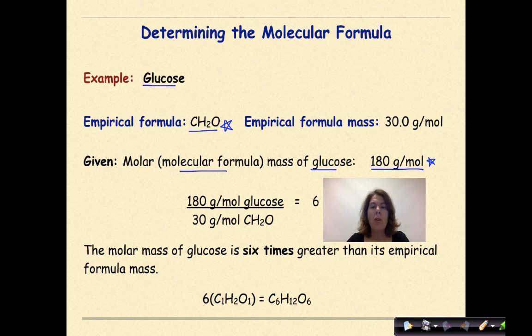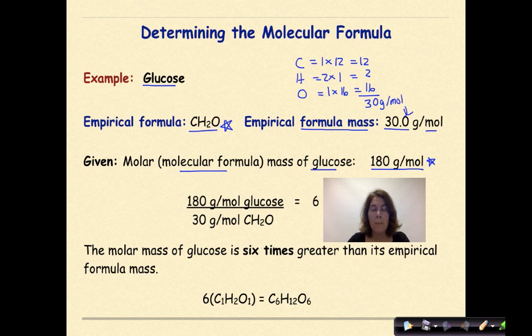What we would need to calculate is the empirical formula mass, which is 30 grams per mole. And you might say to yourself, well, how do I know that the empirical formula mass is 30 grams? Well, if we take one carbon, which we know has an atomic mass of 12, and hydrogen, we have two of those with an atomic mass of 1, that gives me 2, and a single oxygen with an atomic mass of 16, and we add those up, we get 30 grams per 1 mole, which is listed right here.